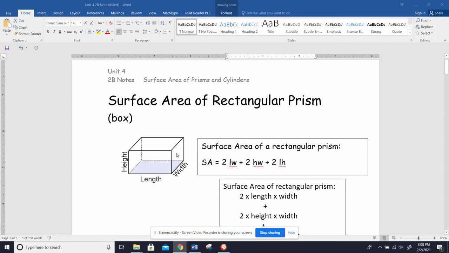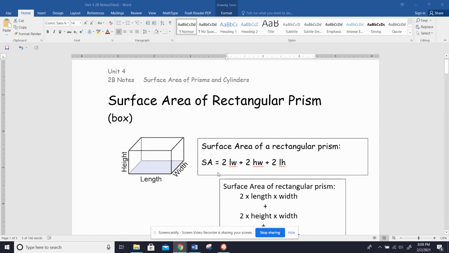On this type of three-dimensional shape, we have 6 sides, and the surface area of this is going to be the total area of all 6 sides. We get the term rectangular because the bottom or the base is a rectangle. A lot of times we refer to this rectangular prism as a box.